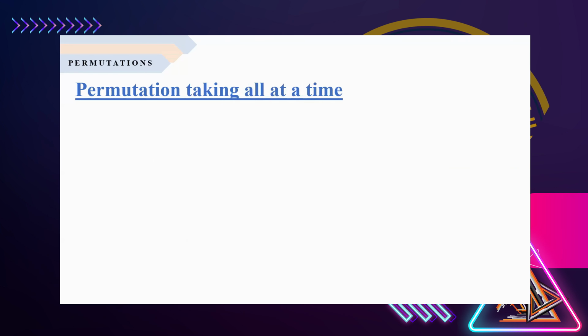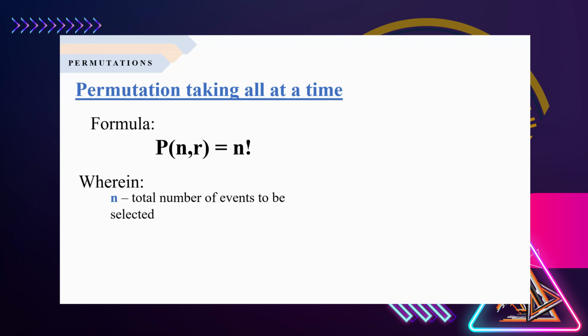Next, the permutation taking all at a time. So ano naman ang formula na ginagamit kapag permutation taking all at a time? So, ang formula is permutation of n taken r at a time is equal to n factorial, wherein n is the total number of events to be selected. Ano naman yung mga halimbawa na problem na kung saan gagamitan natin ng formula ng permutation taken all at a time?